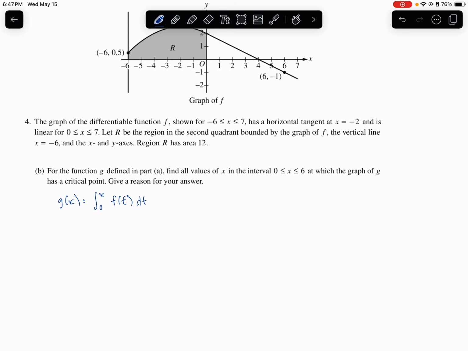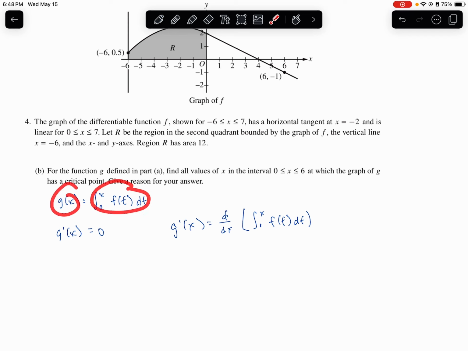And a critical point would be when g prime of x is equal to 0. Now, g prime of x would be equal to d/dx of the integral from 0 to x of f of t dt. So I'm basically just saying this right here. If I'm taking the derivative of this, I'm also taking the derivative of this.